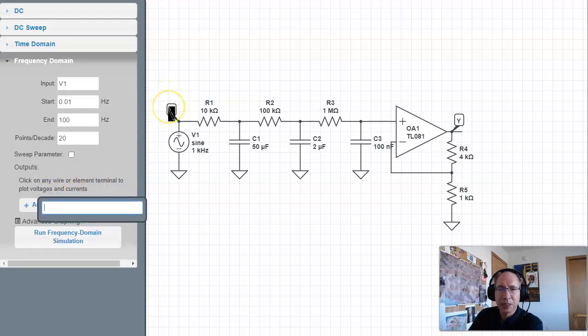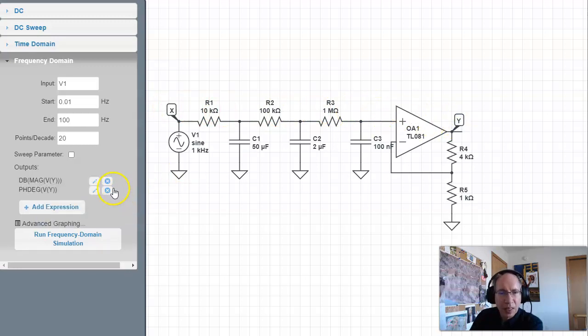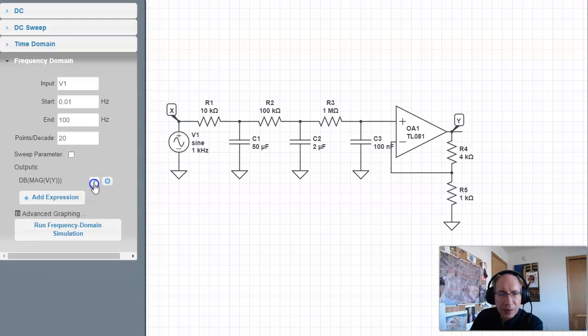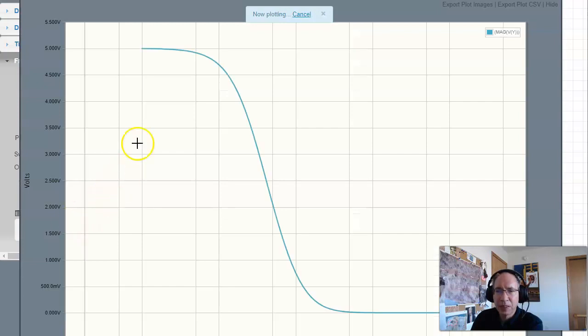I want to look at the input, which is just going to be 1, and the output. Phase I really don't care about. The normal is dB, but I personally like magnitude, since it shows the gain. So this will be the magnitude of Y, going from 0.01 to 100 Hertz with 20 points per decade. If I run it, here's what it looks like.